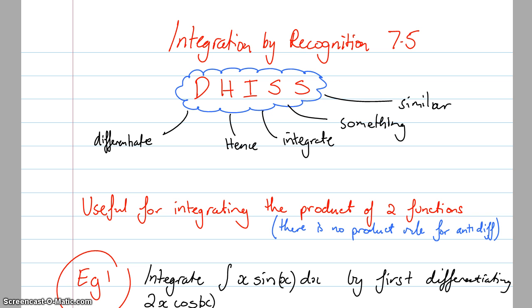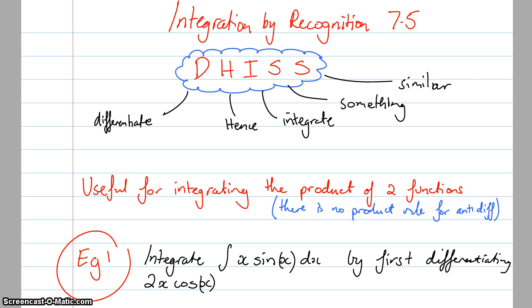I use this method from a very good friend of mine, Mr. Gardner. Cheerio to him. He uses this method called DHIS, which basically means differentiate, hence integrate something similar, and that's what we're going to be doing in this exercise here. So this is useful for integrating the product of two functions because there's no product rule for anti-diff.